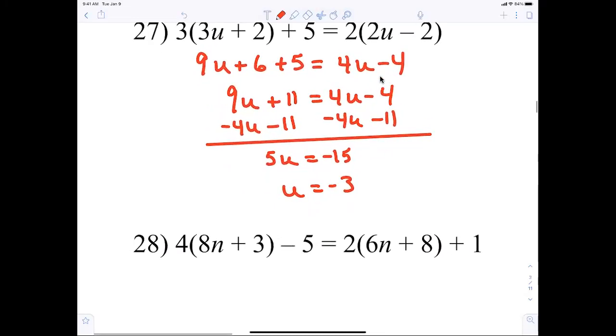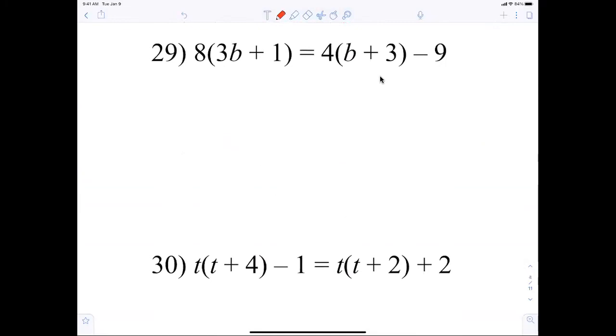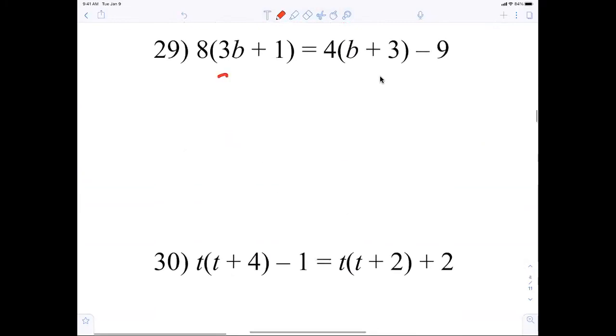All right, here we go. 29, distributing an 8. Combining terms.